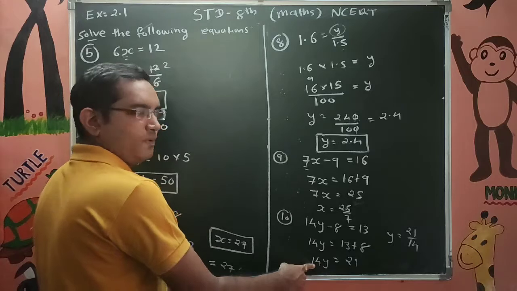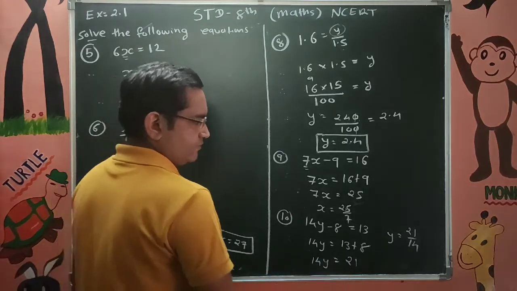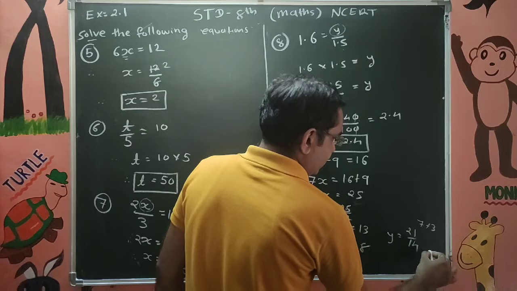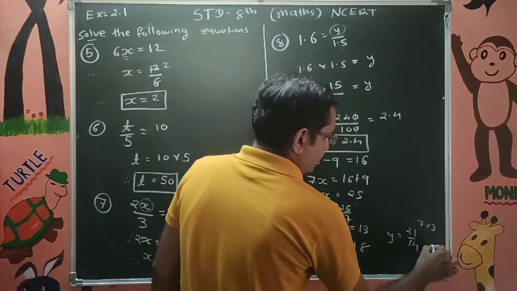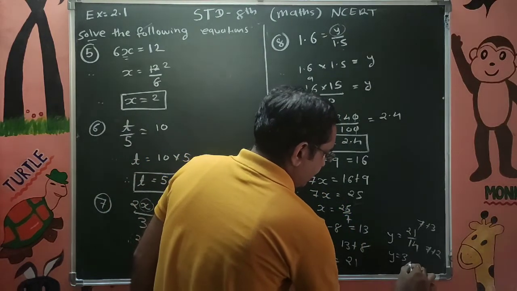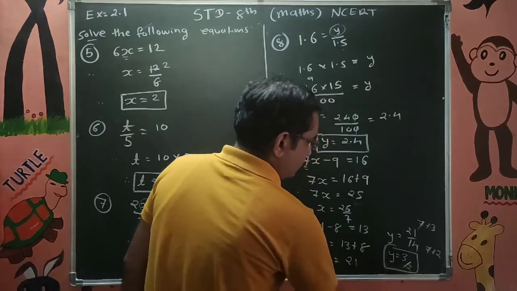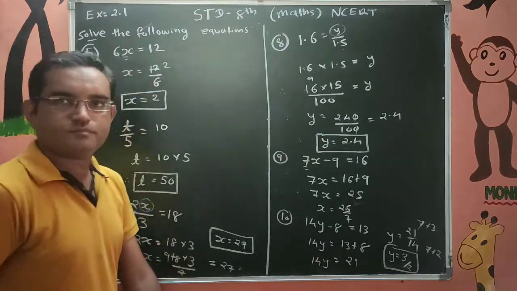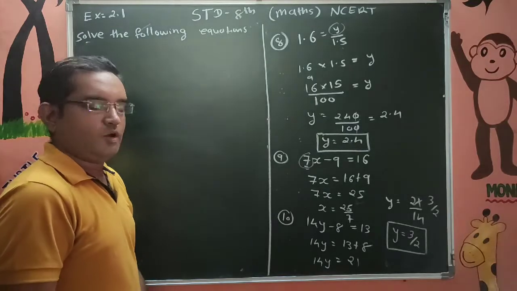This 14 is in multiplication, so it can go into division. 7 3s are 21. 7 2s are 14. So we can get y equal to 3 by 2. This y equal to 3 by 2 is the solution of this given equation. Now question number 11.